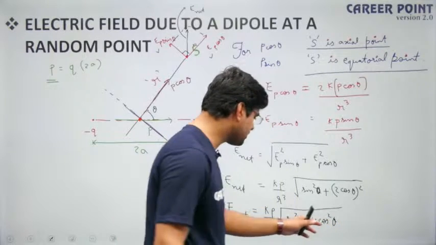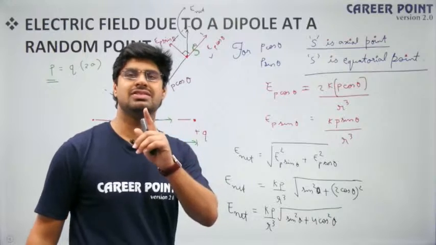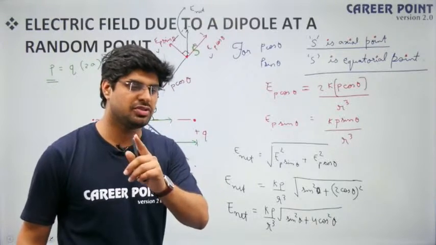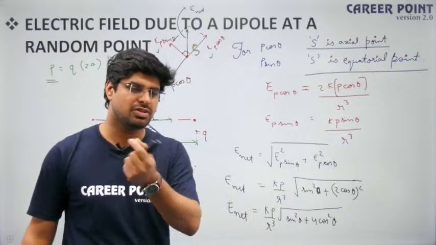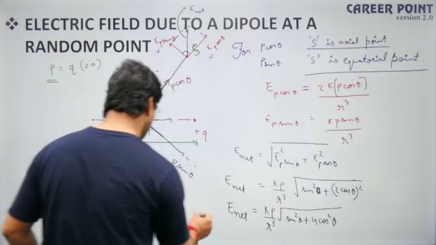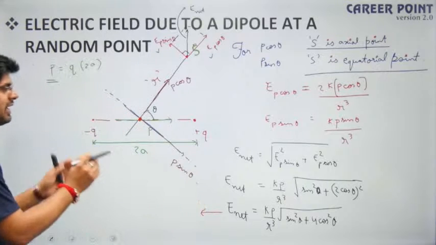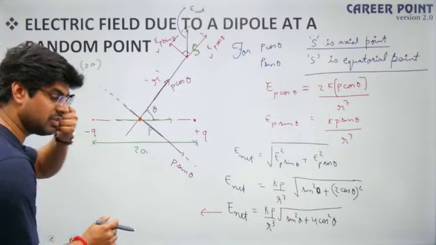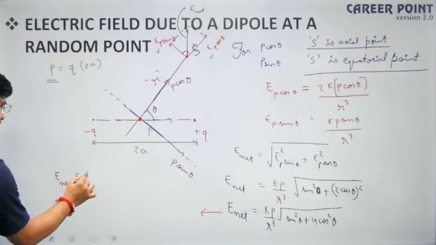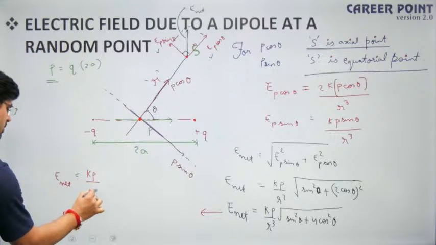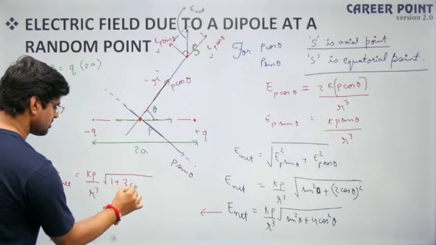So 1 cos square theta will be taken along with sin square theta. Sin square theta plus cos square theta will give us the value 1. We already know, right? For any value of theta, sin square theta plus cos square theta is an identity that is equal to 1. So we can directly use that from trigonometry, and we can write the net magnitude of electric field at point S as E net is equal to kp by r cube under root 1 plus 3 cos square theta.